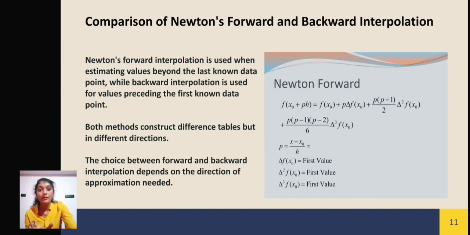So the next is the comparison of Newton's forward and backward interpolation. Newton's forward interpolation is used when the estimation value is behind the last known data point, while backward interpolation is used for values preceding the first known data point. Both methods construct difference tables but in different directions. The choice between forward and backward interpolation depends on the direction of the approximation needed.